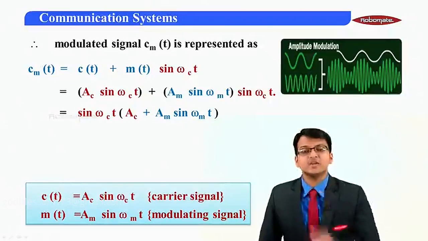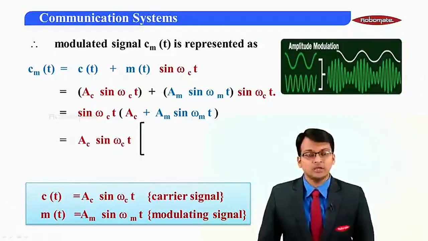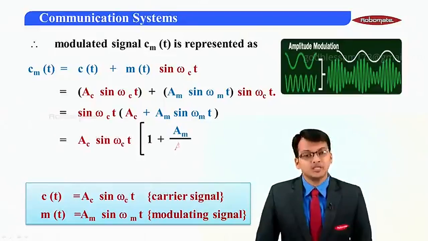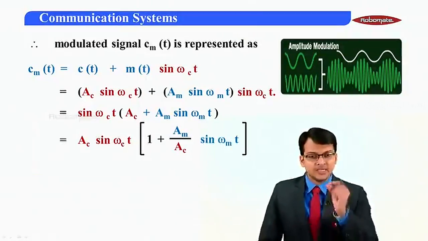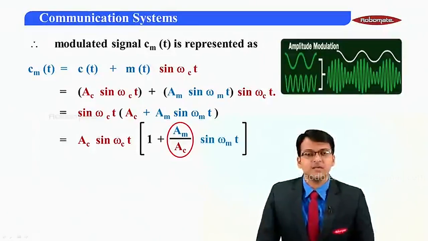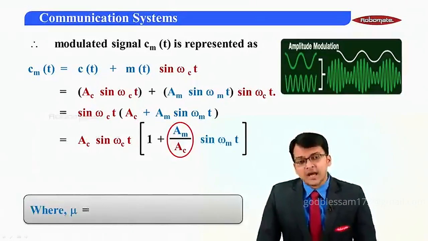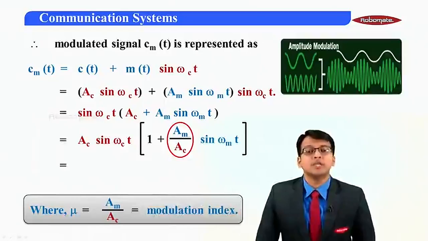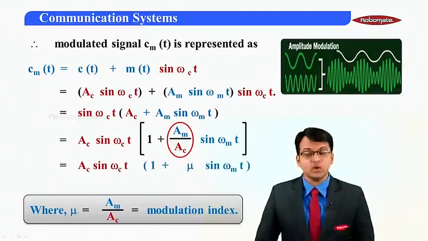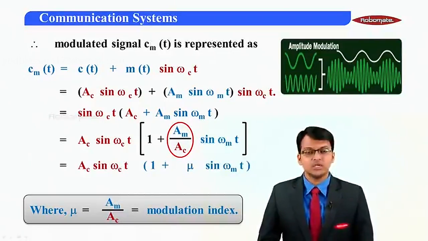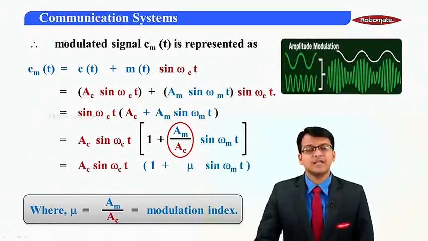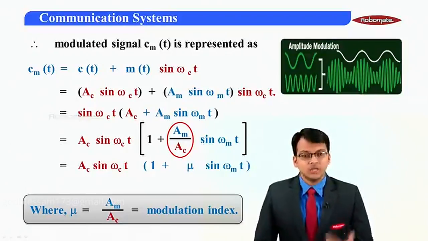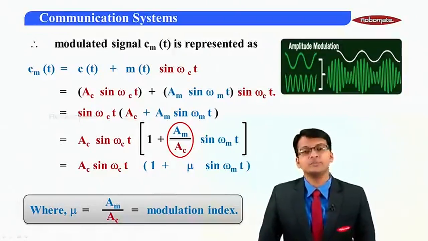Now dear students, understand the next step. I will take Ac common. When I take Ac common, from the first part of the bracket 1 remains, and from the other part I have Am by Ac. I take this very beautiful term, Am by Ac, and call it the modulation index. What is the requirement of this modulation index? I'll explain it in the upcoming modules. So I have taken Am by Ac to be the modulation index, denoted by mu.